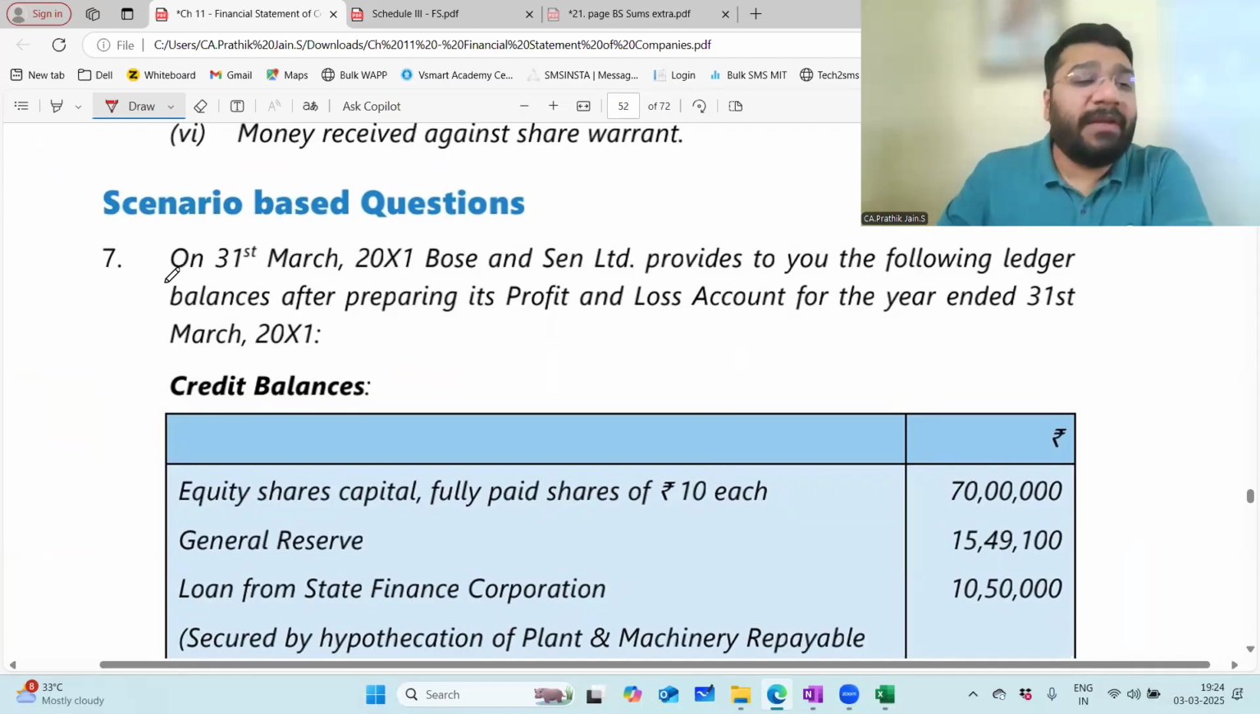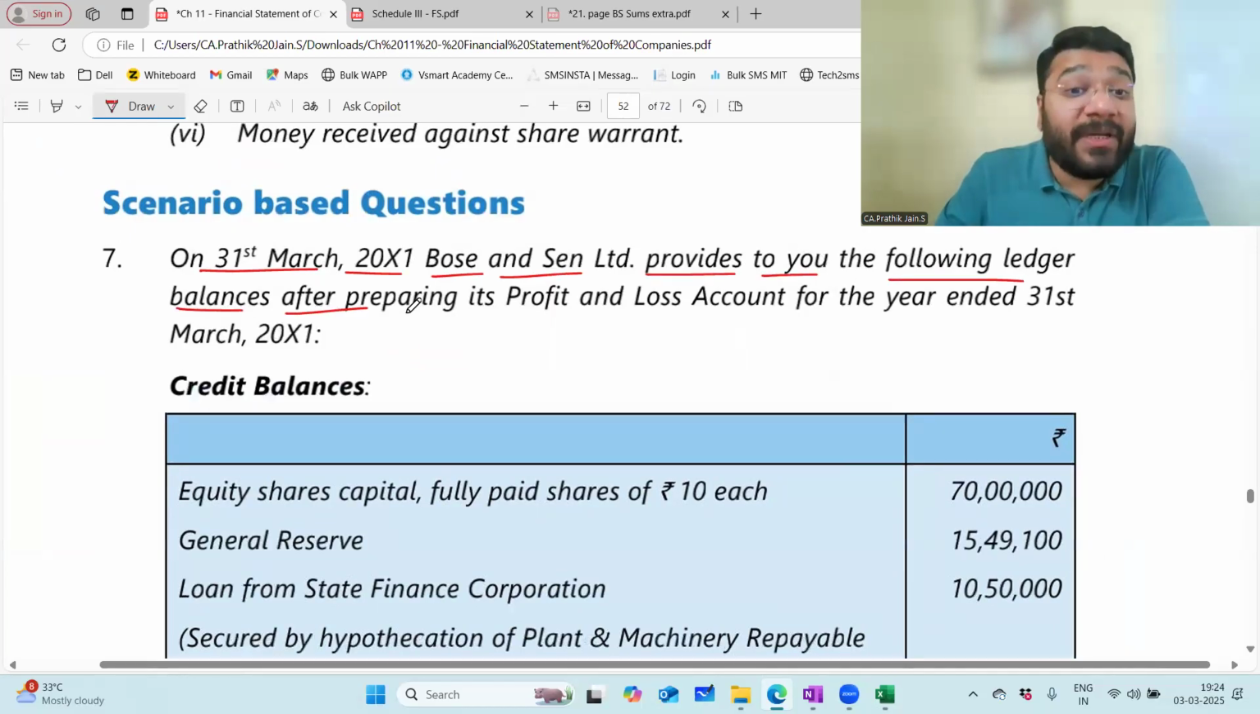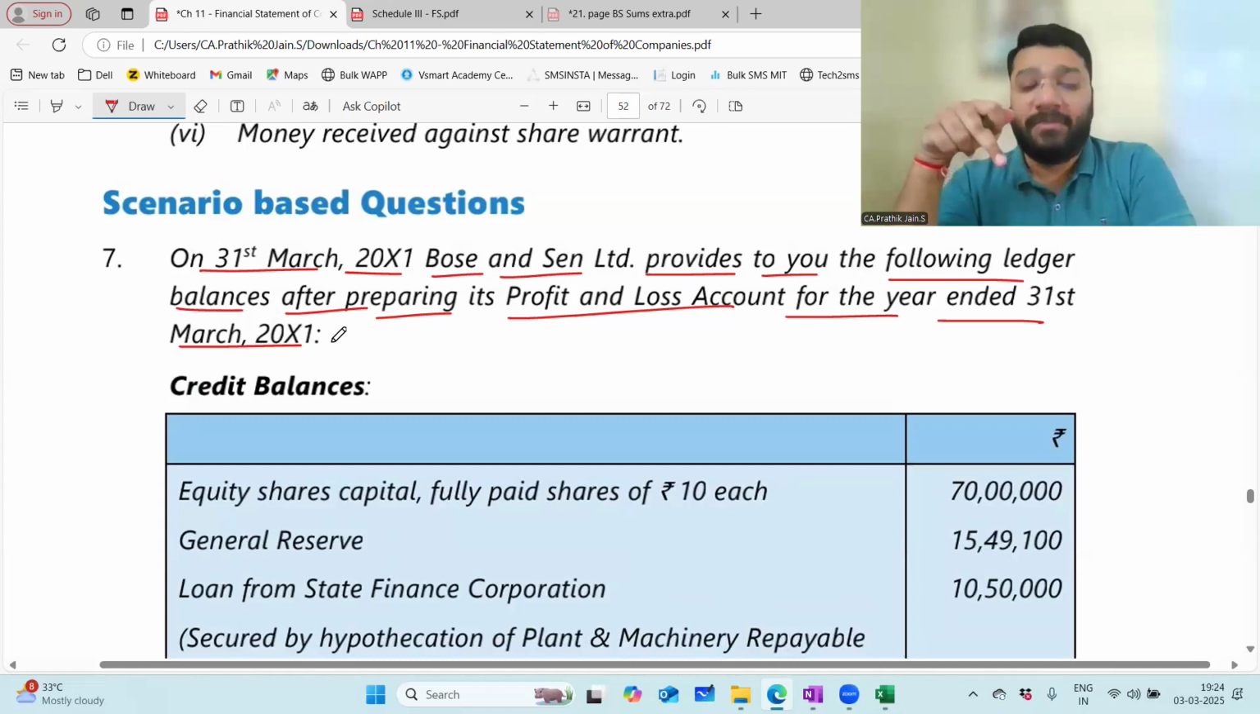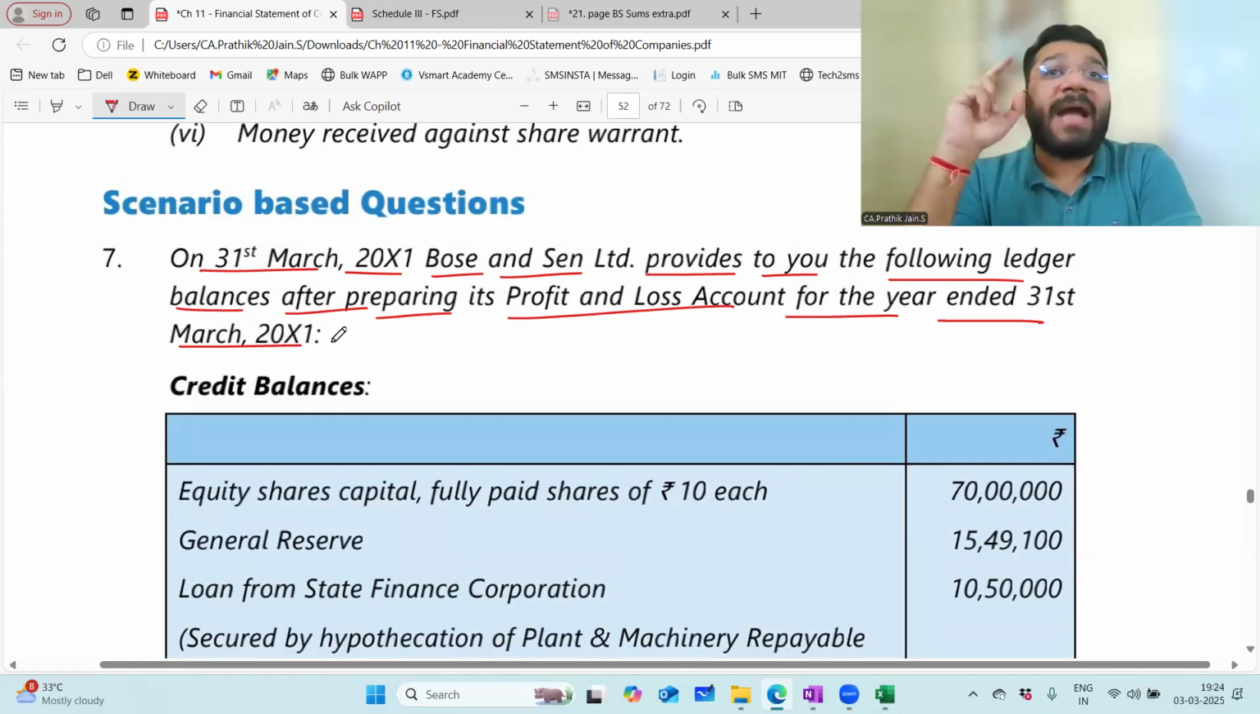Now, question 7. On 31st March 2001, Bose and Sen Limited provides you the following ledger balance after preparing its profit and loss for the year ended 31st March 2001. So the P&L account is prepared. So in my trial balance, what should be visible? Either the profit from the P&L or loss from the P&L should be visible.